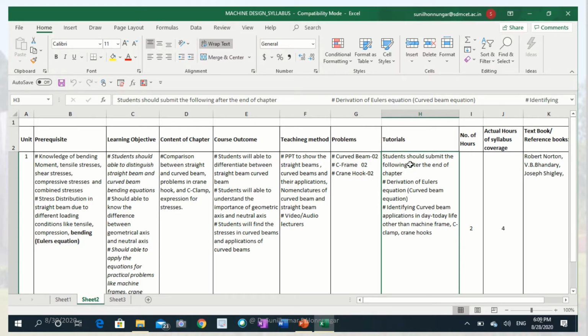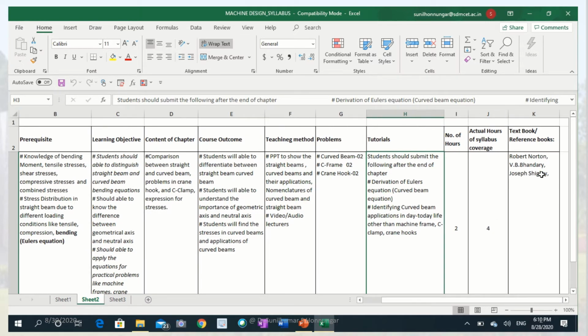Then also you are supposed to go through some of the tutorials, which I am very particular about, and it is mandatory, to be frank. Students should submit the following after the end of the chapter: derivations of Euler's equation, that is the curved beam equation, whatever you have studied in strength of materials, and identify curved beam applications in day-to-day life other than machine frame, C-clamp and crane hook. Number of hours mentioned is 2 hours. Actual hours of syllabus coverage, it is not possible to cover in 2 hours. Minimum 4 hours is required.